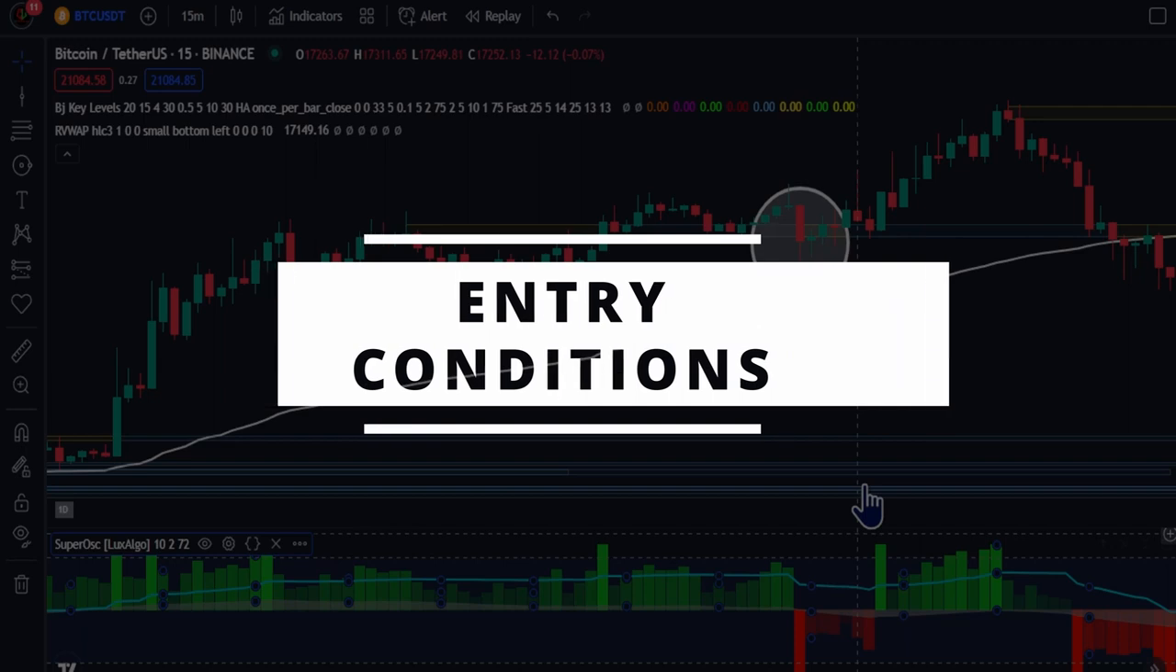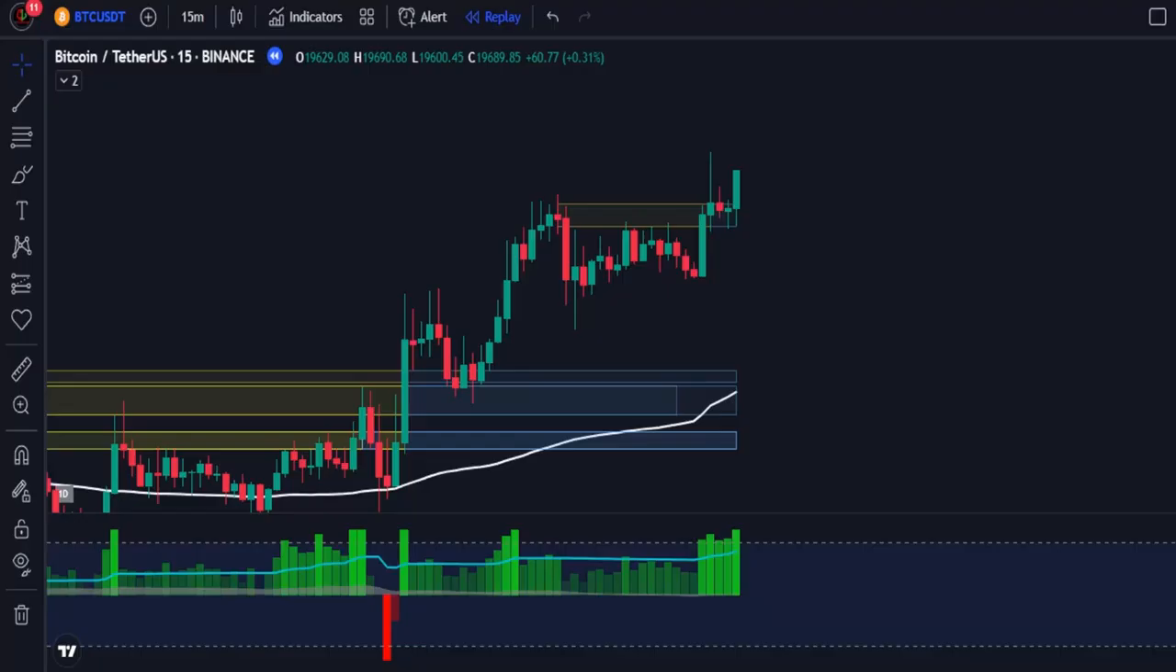Entry conditions. Now that the indicators are on the chart, let's review the trading conditions before entering a position. First, we will need for the price to be trading above the VWAP line. This indicates that we are currently in an uptrend.